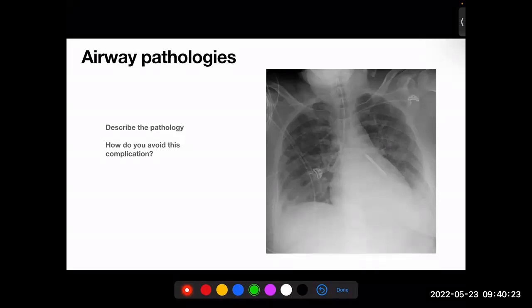Or during internship, whichever way. I learned it during internship, so I might know. I did not know when I went there. So this is a nasogastric tube in the right main bronchus.